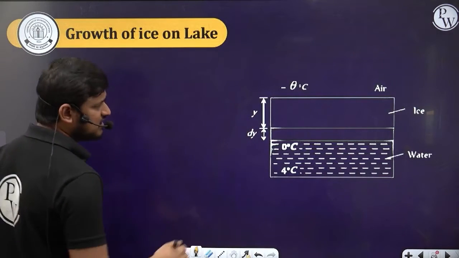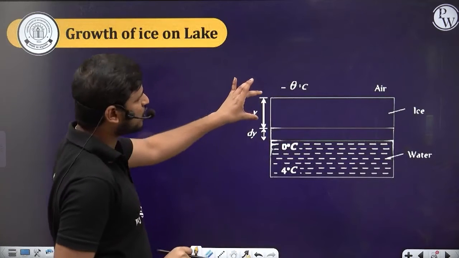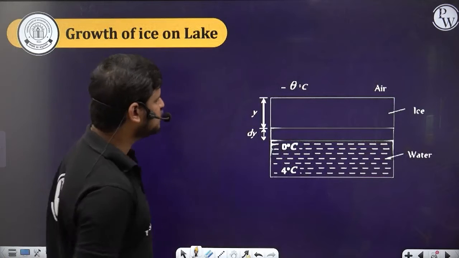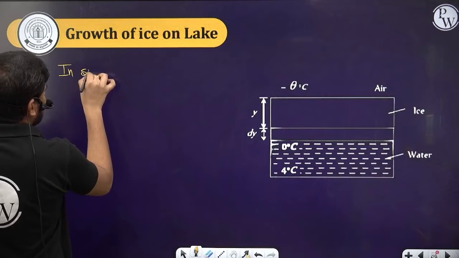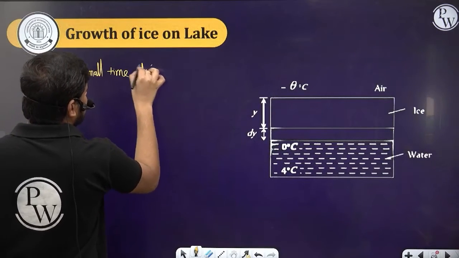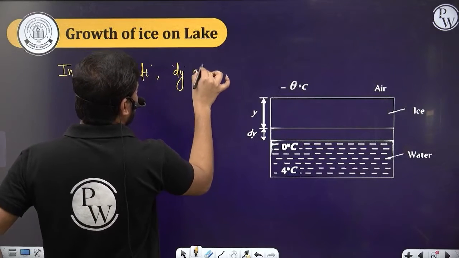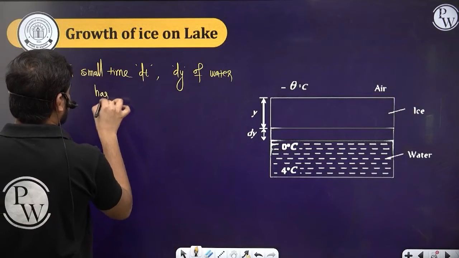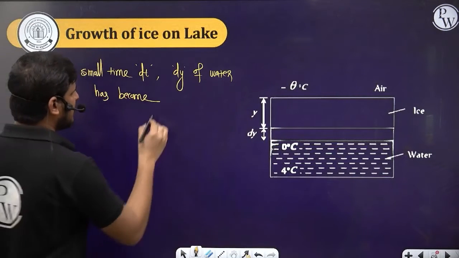So first, let's say this is a lake. This is the surface of the lake. Already some part of the water has become ice. Let's say some width y has become ice. Then in a very small time dt, let's say the dy of water has become ice. So the dy width of water has become ice.